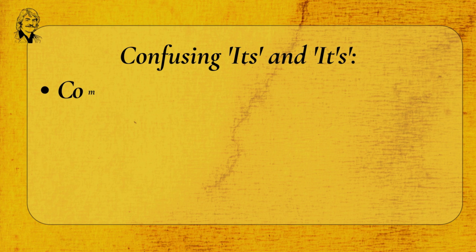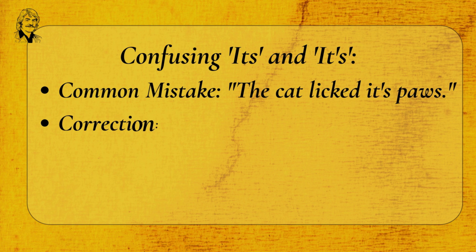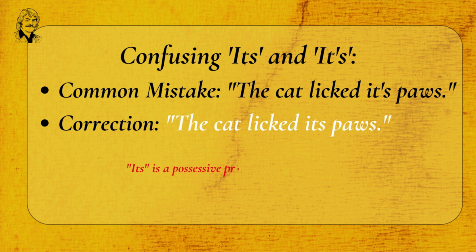Confusing its and it's. Common mistake: the cat licked it's paws. Correction: the cat licked its paws. Its is a possessive pronoun, while it's is a contraction for it is or it has.